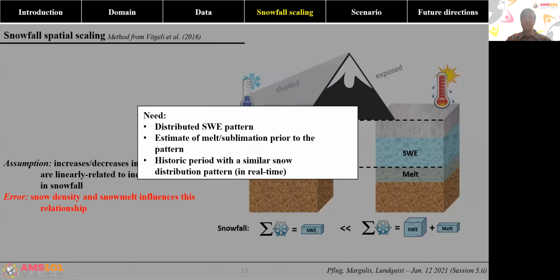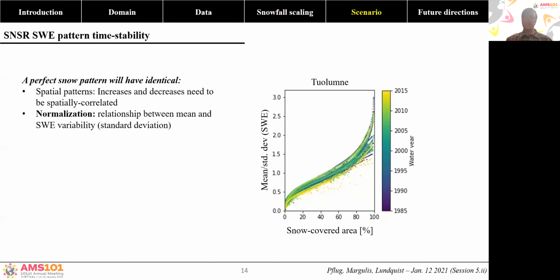So what this really indicates to us is that we need to actually have a pattern that is generated by SWE, not snow depth, to neglect the spatial variation in density. And we need to have some estimate of snowmelt or snow sublimation prior to using this pattern, so it can be adjusted by that amount. We also need information in real time about a historic period with similar snow distribution. So let's talk about that third bullet here in this next slide.